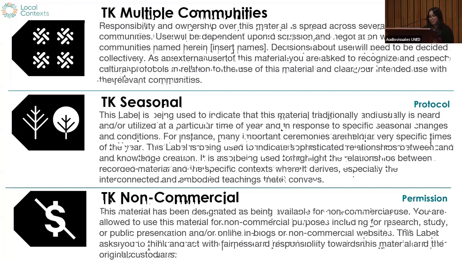And then last, we have a permission label, the TK Non-Commercial. This would be used by a community if they would like to indicate that the material or data is not able to be used for commercial purposes. With that last example, there is a TK version, which you see here, and a BC version as well. So there may be multiples of the different types of labels, depending on what context they should be relevant in.